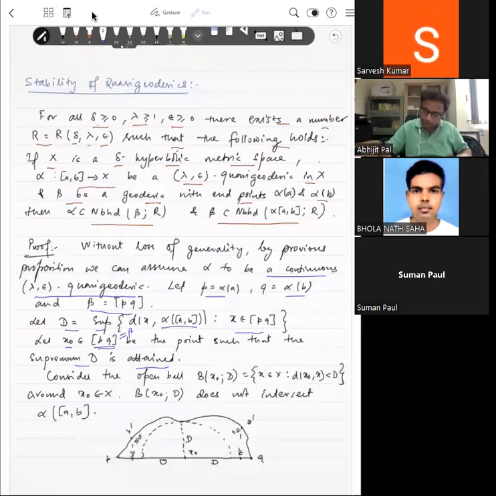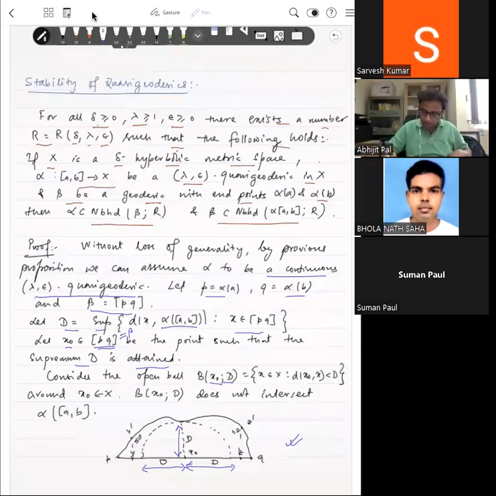All right. Now what you do is take an open ball around x naught of radius D. So you have this picture here. This distance is D, this distance is D, and again this is D.